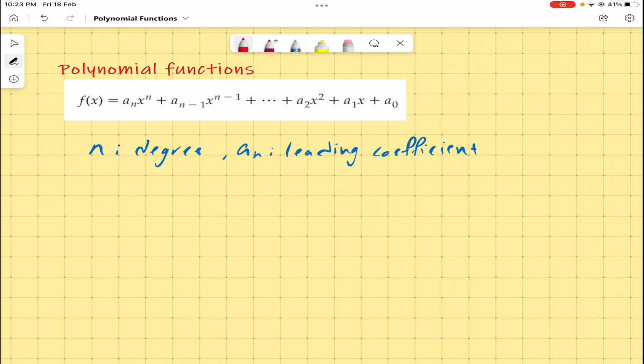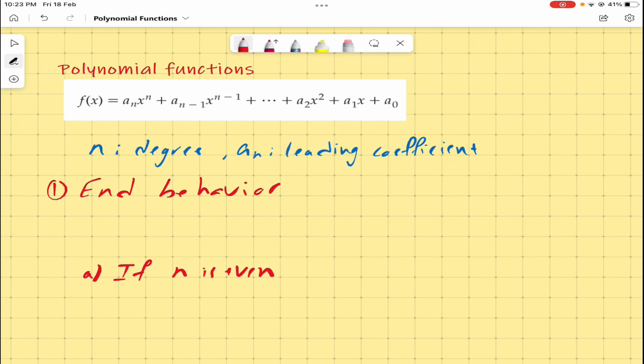The first part of the lesson, we're gonna talk about the end behavior. Two things determine the behavior of the polynomial: the degree and the leading coefficient. So part A, if n is even, that is 2, 4, 6, etc., then it depends on the leading coefficient.